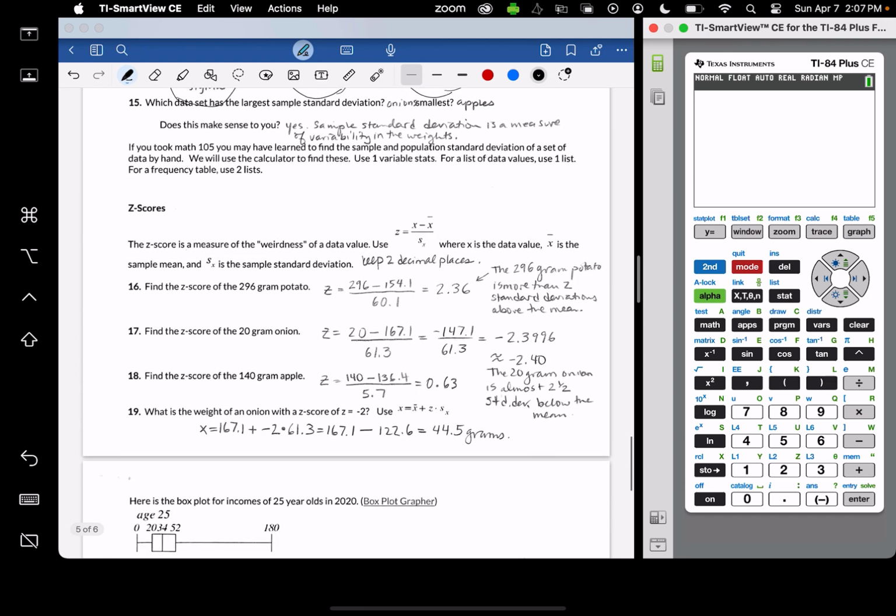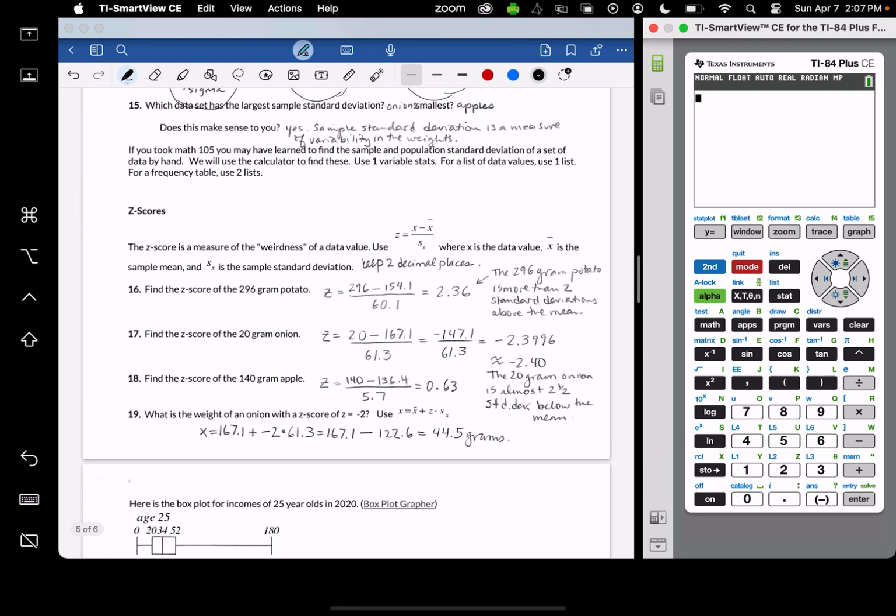Okay, and then we need to talk about z-scores a little bit. The z-score is a measure of the weirdness of a data value. I just made that up. It never says that anywhere, but I basically figured out that if you're above average, you're going to have a positive z-score. If you're below average, you're going to have a negative z-score. And if you are very average, you're going to be a z-score of 0.